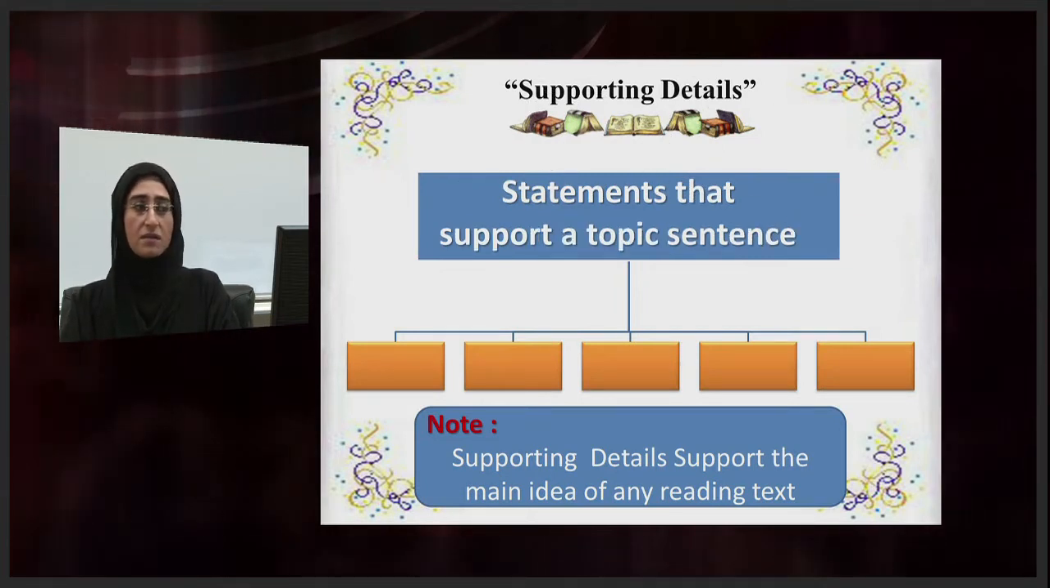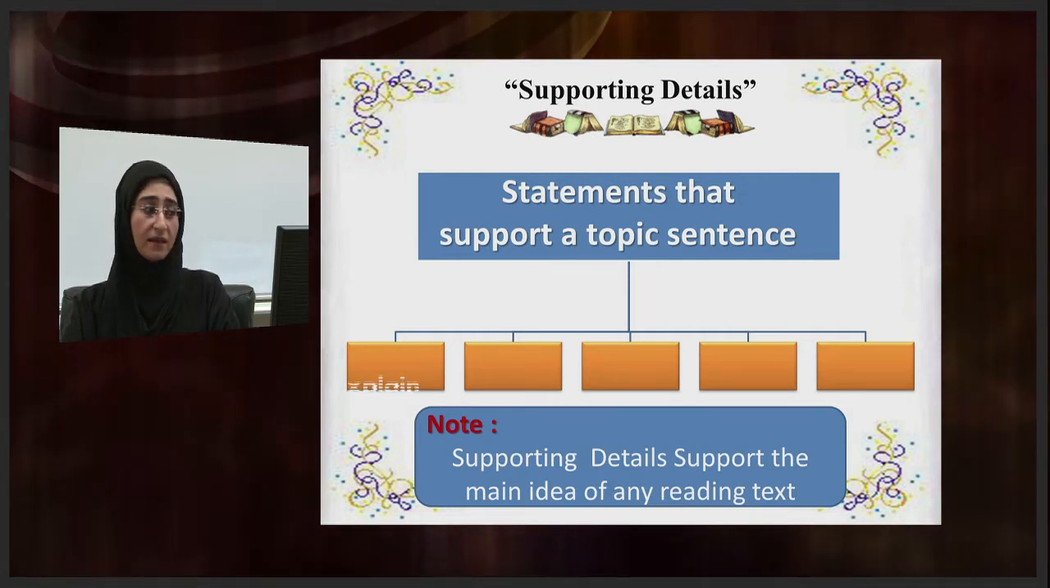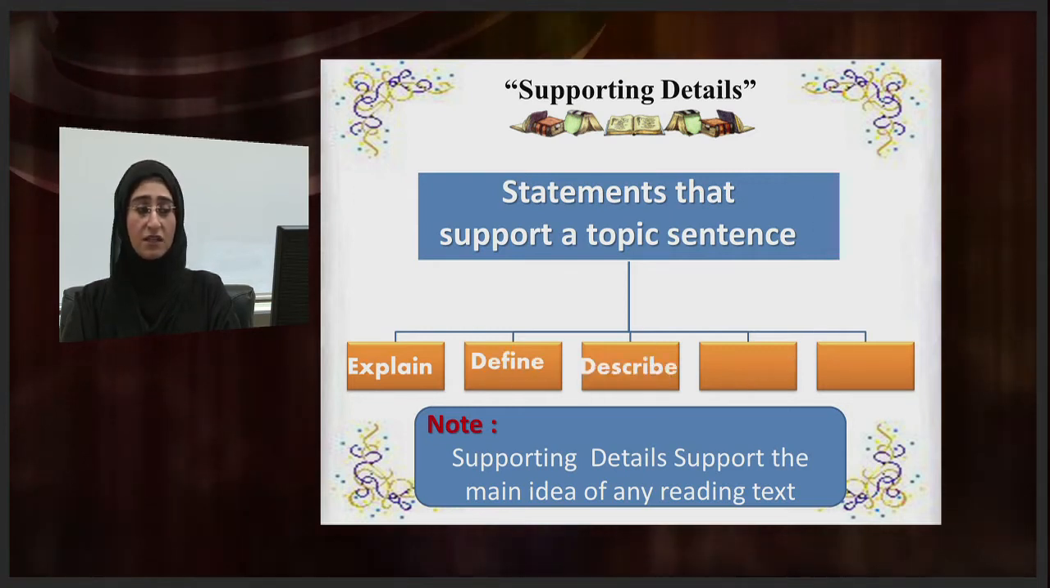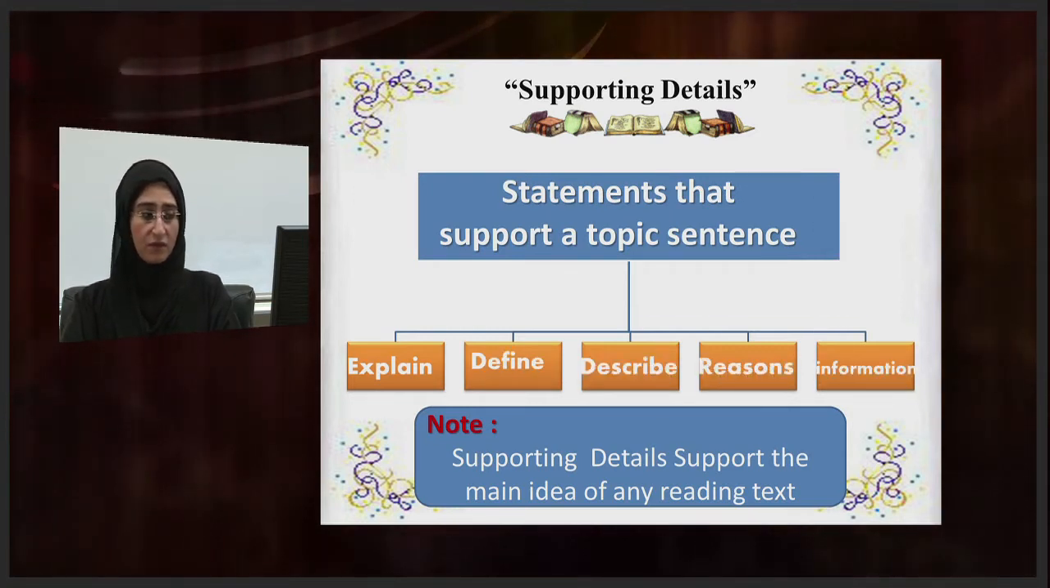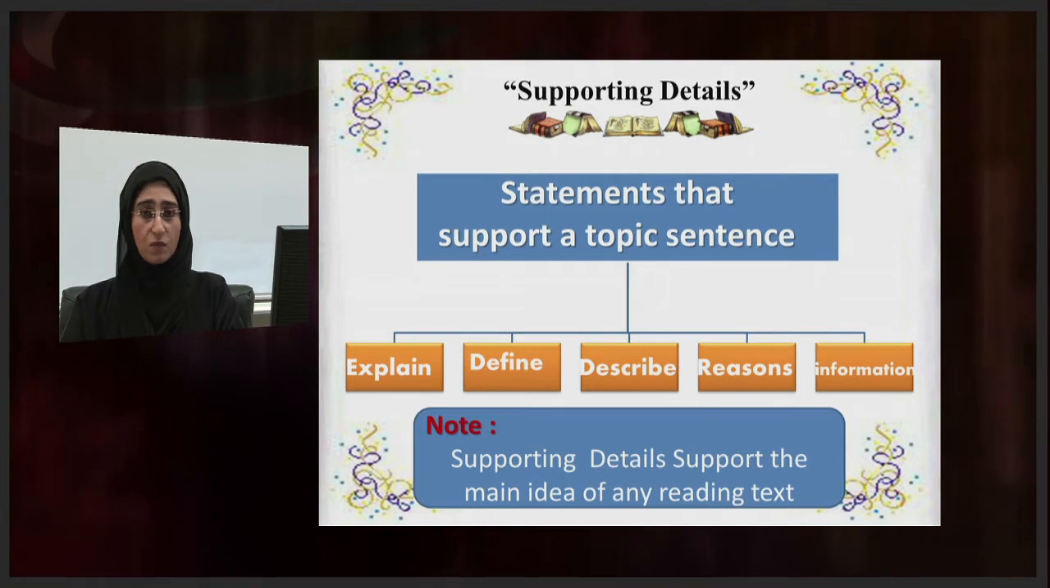Supporting details are statements that support the topic sentence. They can explain, define, describe, give reasons and give information. For example, if we are talking about a process, we need to make some explanations for these processes, and maybe we need to define some things, giving definitions to make it clearer, and also sometimes we need to describe things. In this case, we will make the reader more convinced with what they are reading in this text.